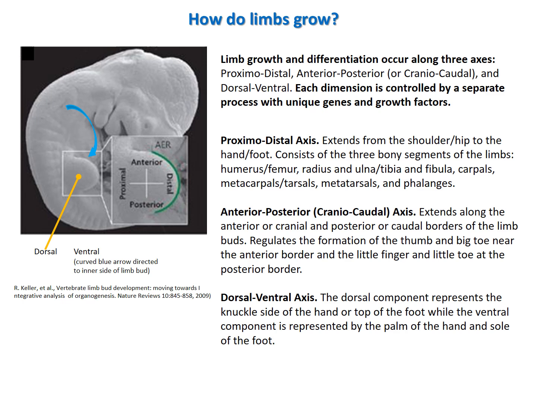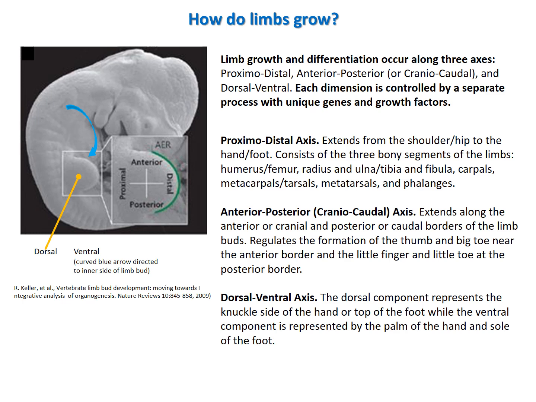It consists of the 3 bony segments of the limbs: humerus, femur, radius and ulna, tibia and fibula, carpals, metacarpals, tarsals, metatarsals, and phalanges. The anterior-posterior axis, also known as the cranial-caudal axis, extends along the superior and inferior borders of the limb buds. It regulates the formation of the thumb and big toe near the anterior border and the little finger and little toe at the posterior border.